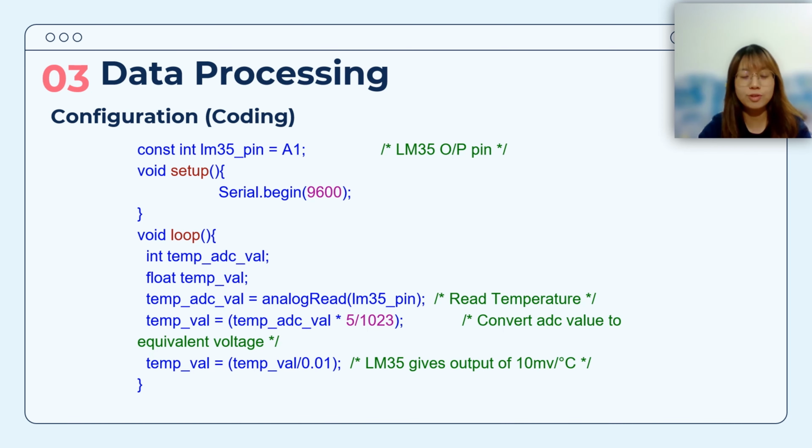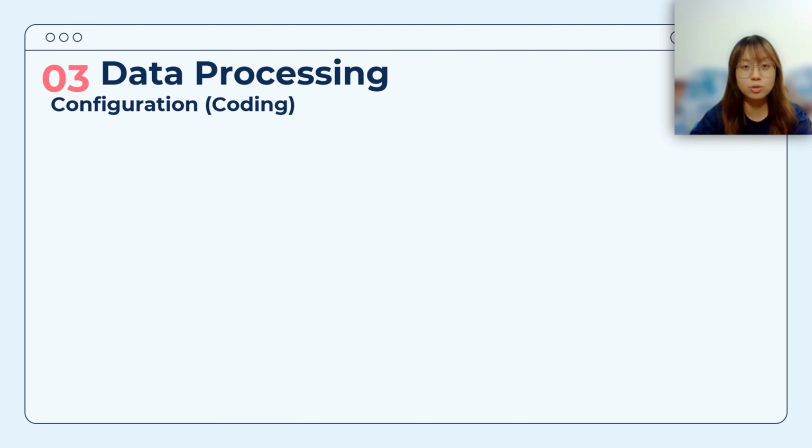conversion. Hi, I'm Singri. Now I would like to proceed to talk about the data processing process. During data processing, the ATmega328P carries out operations on the received LM35 sensor data. The code of data processing is shown in this slide. Now we move on to the explanation of the code related to data processing.